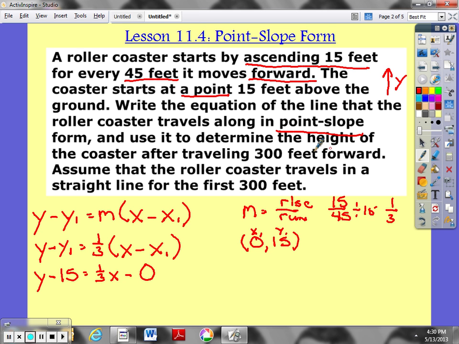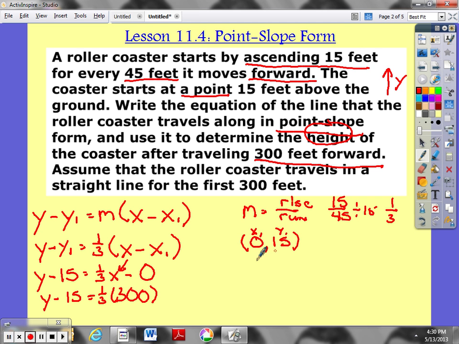The problem says to use it to determine the height of the roller coaster after traveling 300 feet forward. So after traveling those 300 feet forward, that is also going forward. That is my x value. Now I'm going to say y minus 15. Now I know how far I've gone. I've gone 1/3 of 300. We had to determine the height of the coaster.